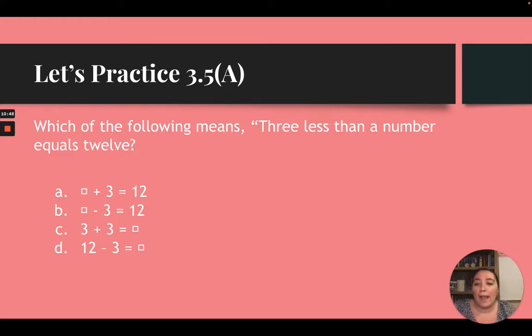Now I know that my equation has to equal 12. So just by that, since it has to equal 12, I already know I can get rid of C and D. C equals the unknown, and so does D. And the problem tells us it equals 12. So now I'm left with A and B. I have the unknown plus 3 or the unknown minus 3 to equal 12. That says 3 less than a number equals 12. Less than tells me that I am subtracting, which means that B is the correct answer choice here to show that 3 less than a number, the magic number, equals 12.